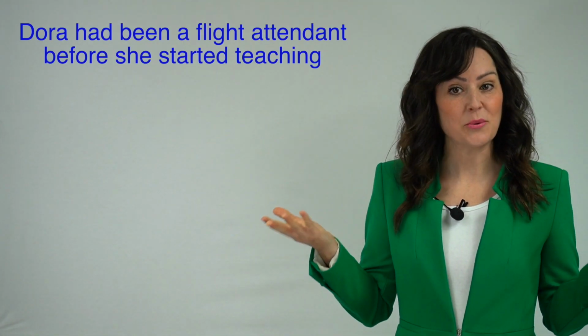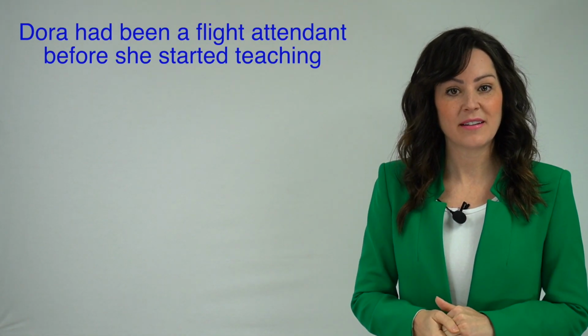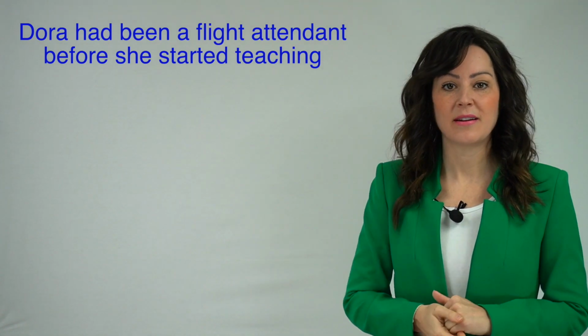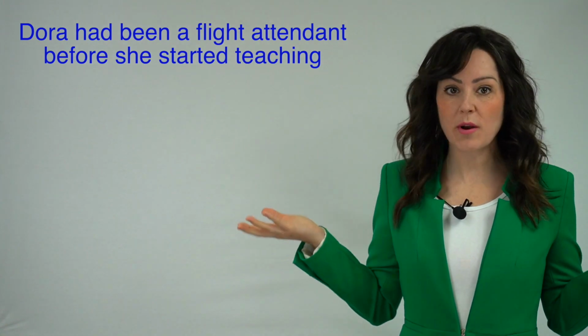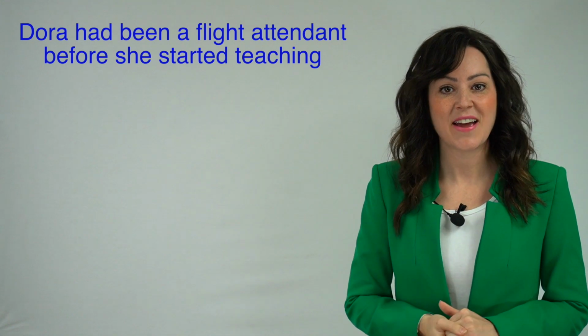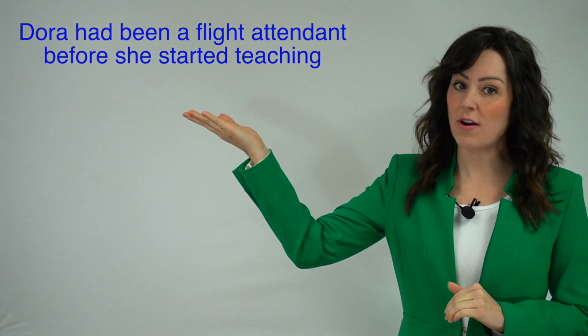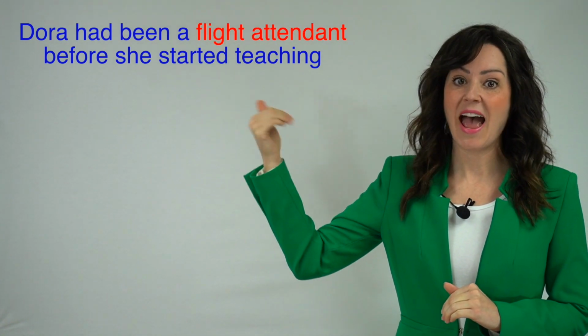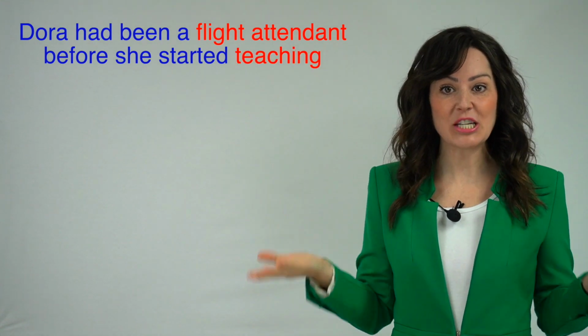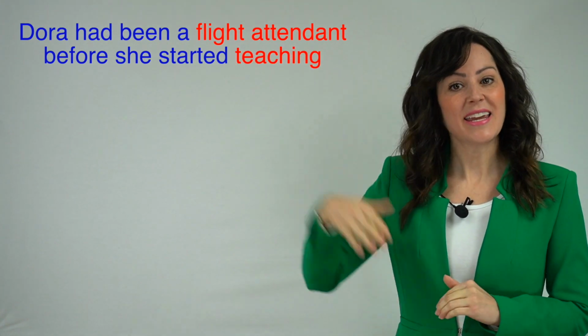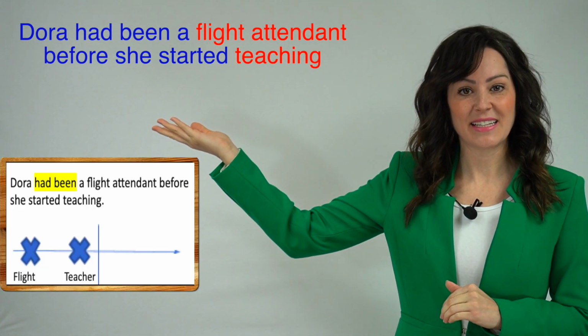How many actions or events do we have? 2. What are they? Which one was first? Correct. First, Dora was a flight attendant. After that, a teacher. Here's what the timeline looks like.